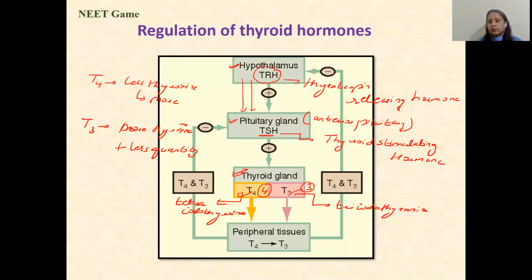So the body finds an alternative for this. When the thyroxine hormone reaches the peripheral tissues, T4 is converted into T3 with the help of the enzyme known as iodinase, which converts T4 into T3, which is more active in terms of its thyroxine activity.